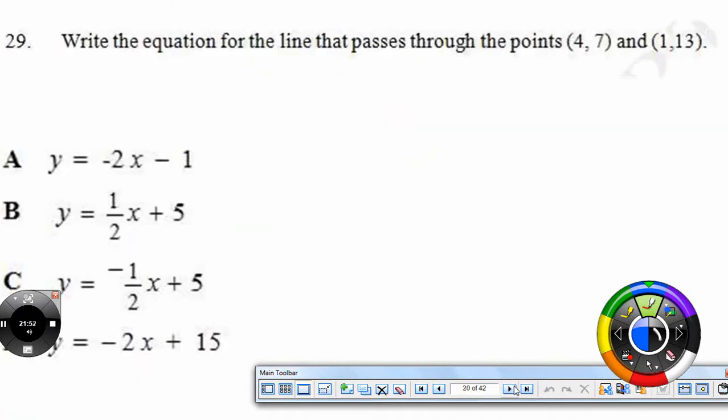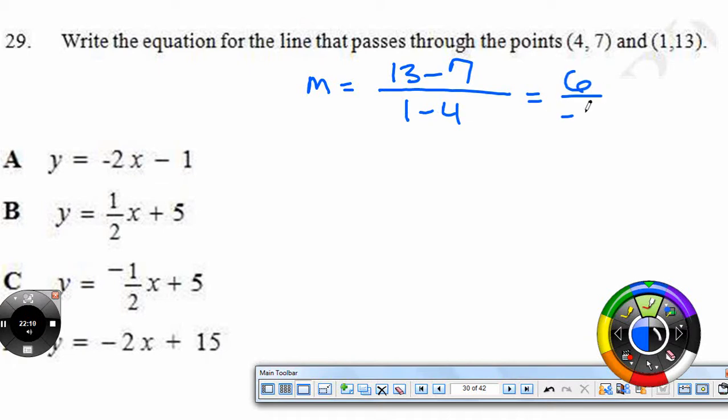This one we have to find the slope first. So we're going to subtract the y's. So that would be 13 minus 7, and then 1 minus 4. 13 minus 7, that's 6. 1 minus 4 is negative 3. So that gives me a slope of negative 2. And then I can pick a point, and I can do the same as the last problem.